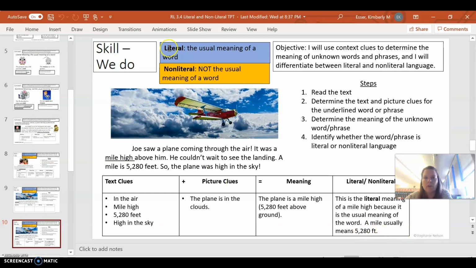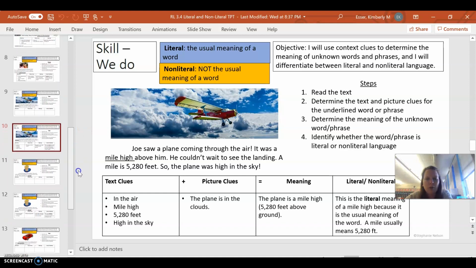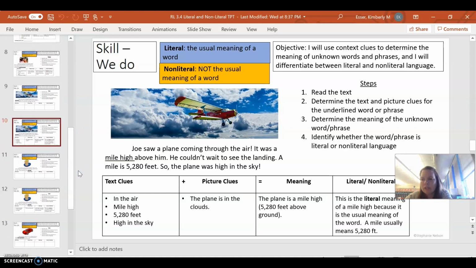Great job, guys, so far. So let's review real quick before we do our next activity. Literal, the usual meaning of a word. Non-literal means it is not the usual meaning of a word. So in just a second, you are going to practice a little sort, and then you're going to show me what you know about literal and non-literal.